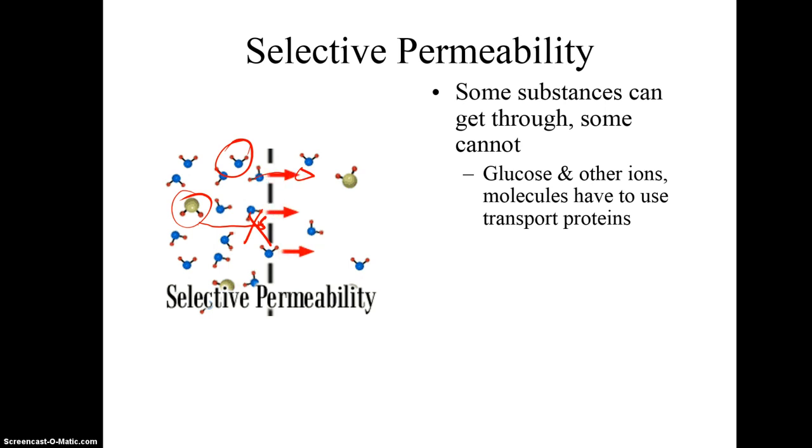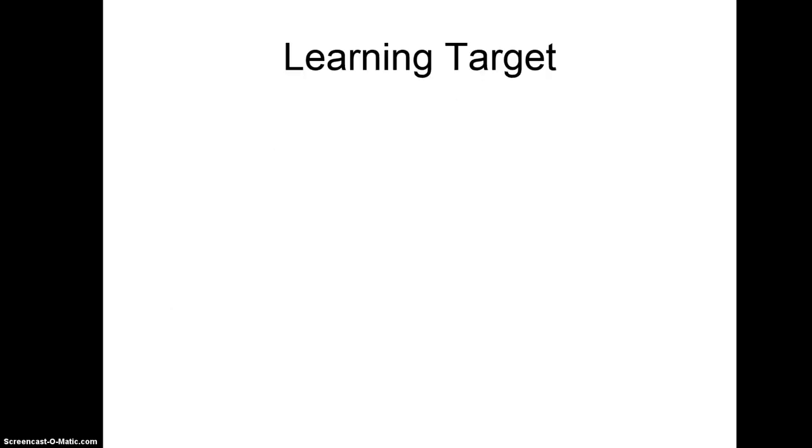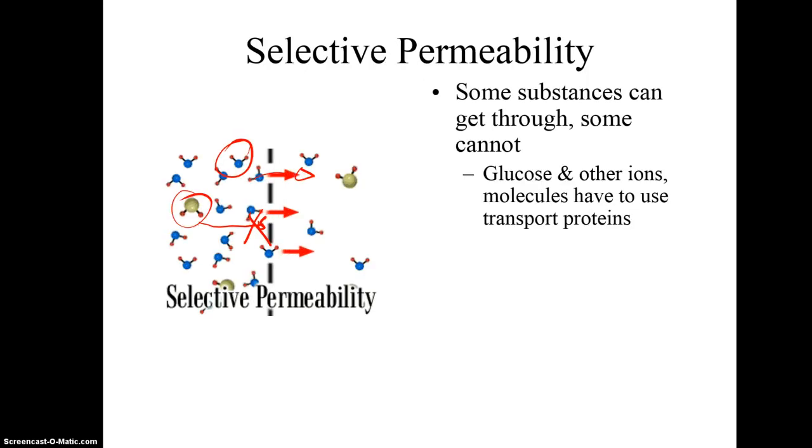Glucose and other ions have to use transport proteins, either because they're too big or they've got some kind of charge that will not allow them to pass through that membrane. And then there are other molecules like oxygen, carbon dioxide that are small enough and don't have a charge that are able to slip through the membrane.